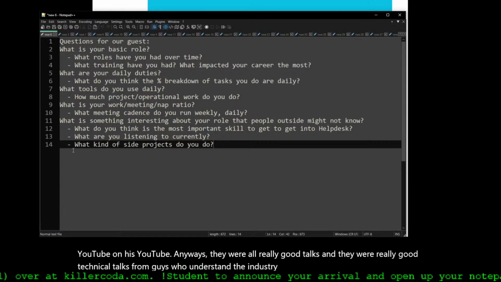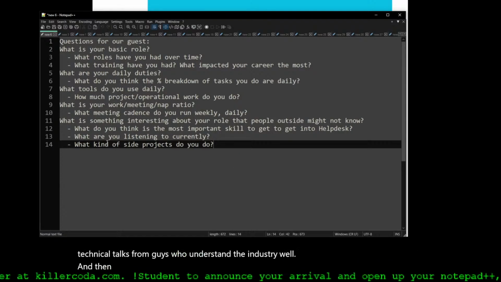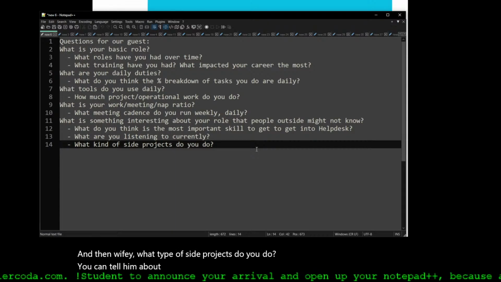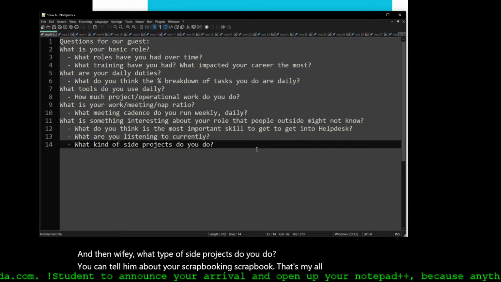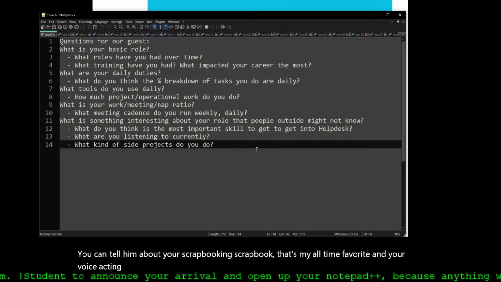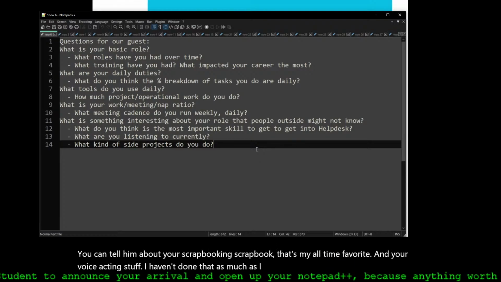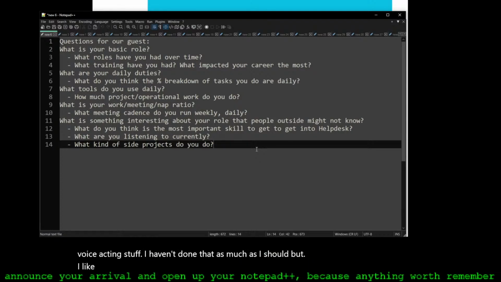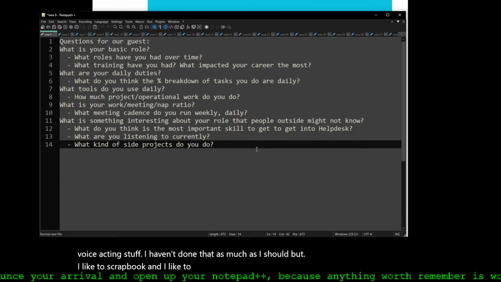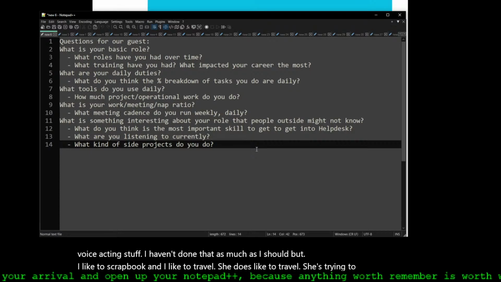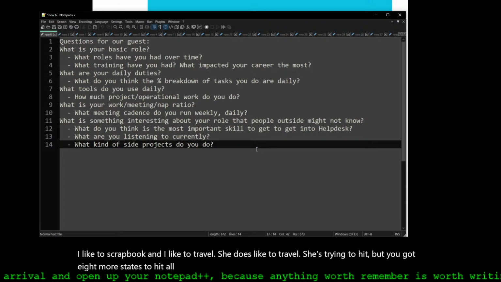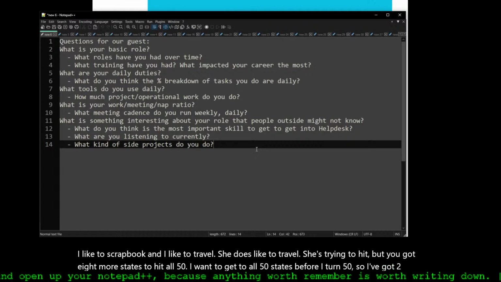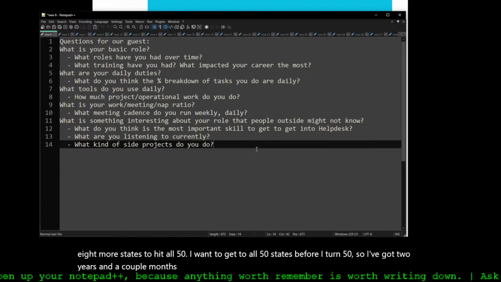And then, Wifey, what type of side projects do you do? You can tell them about your scrapbooking. That's my all-time favorite thing. And your voice acting stuff. I haven't done that as much as I should, but I like to scrapbook, and I like to travel. She does like to travel. She's trying to hit, what, you've got like 8 more states to hit all 50? Yeah, I want to get to all 50 states before I turn 50. So I've got 2 years and a couple months, and I have 10 states left.